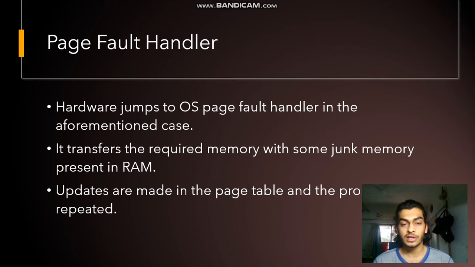The page fault handler is connected to the page table and to both the memories, that is the physical memory in the RAM and the hard disk memory. First of all, it selects a particular memory in RAM that is not currently in use, and it transfers it to the hard disk memory, and the hard disk memory that is actually required by the computer process is transferred to the RAM in the place of our junk memory that was removed earlier.